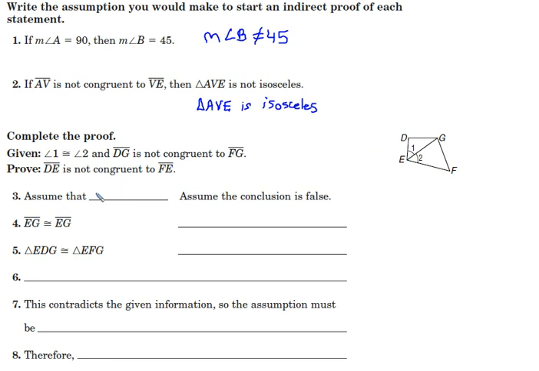Well, to do an indirect proof, we'll assume the opposite. Let's assume that DE is congruent to FE. Alright, this assumes the conclusion is false. That's what we just did.